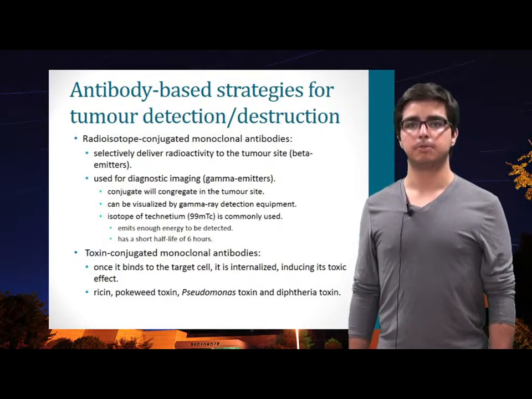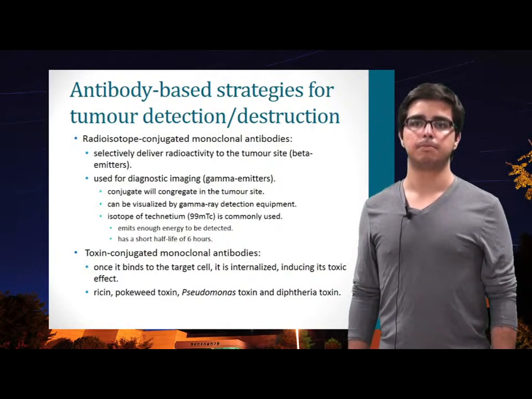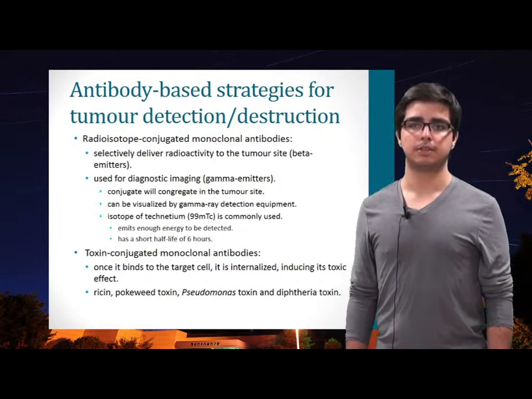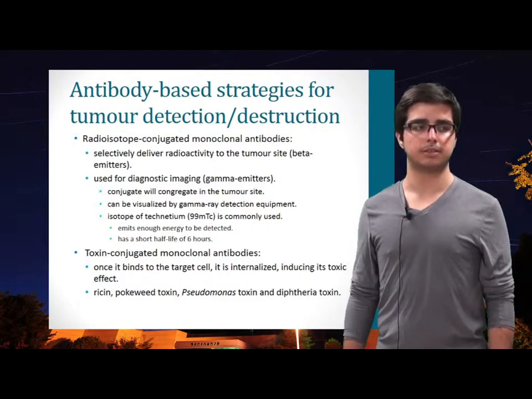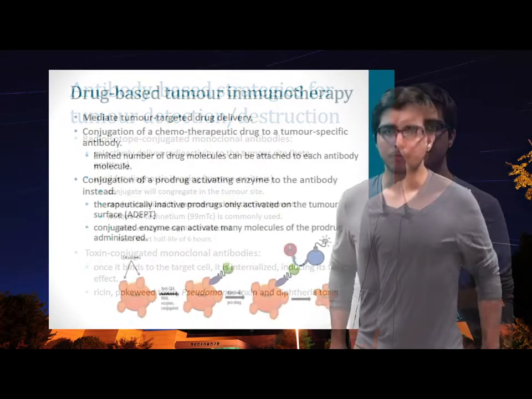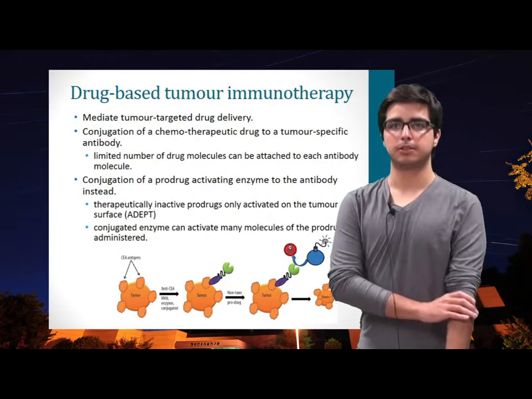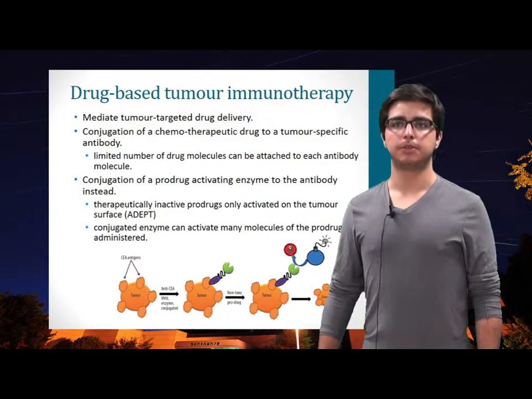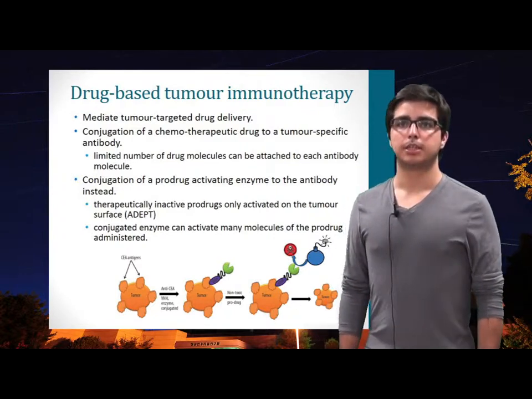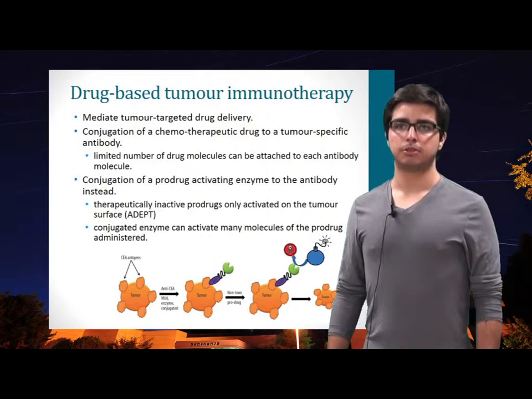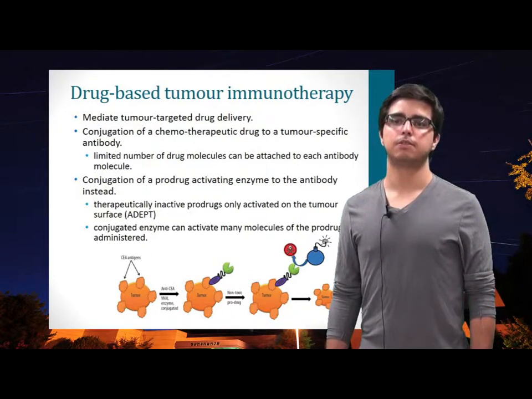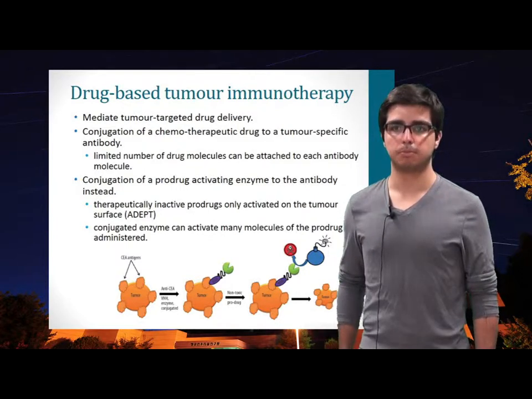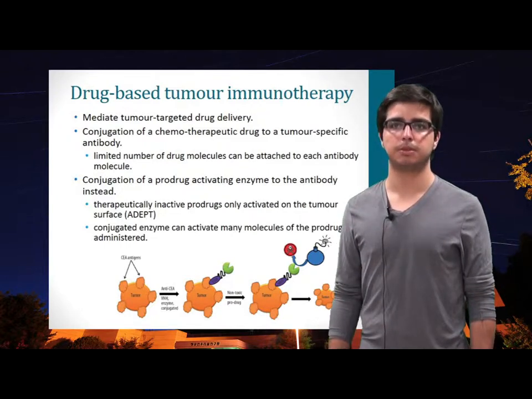We can also conjugate them with toxins, which will then, once the antibody binds to the target cell, and once it's internalized, the toxin will induce its toxic effects, killing the tumor cells. We can also bind antibodies with drugs. Therefore, we can mediate the delivery of a certain drug to a tumor. We can either conjugate them to a chemotherapeutic drug, but this is not highly used because of the limited number of drug molecules which can be attached to an antibody molecule.